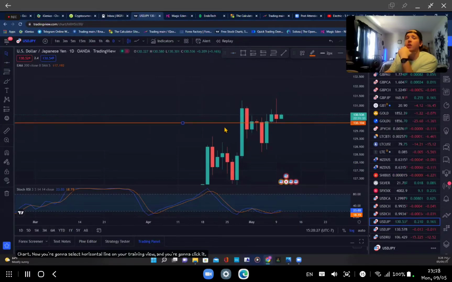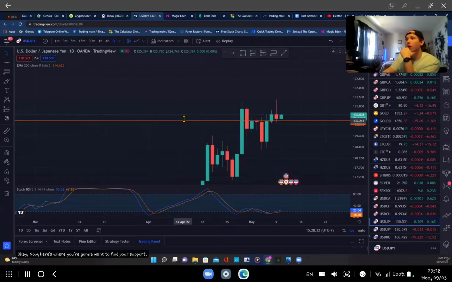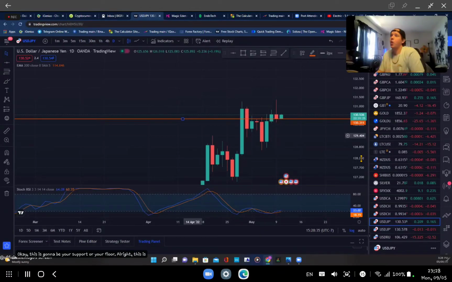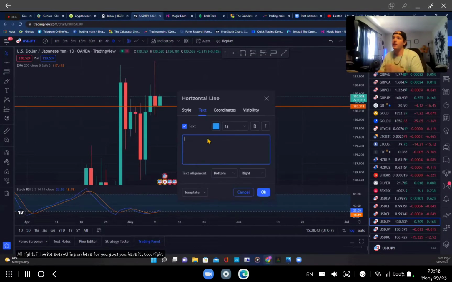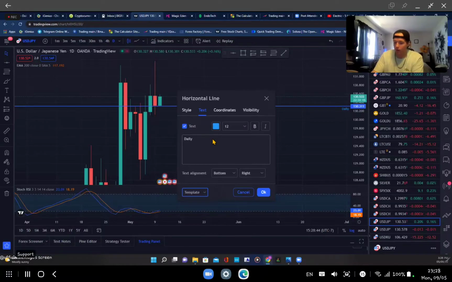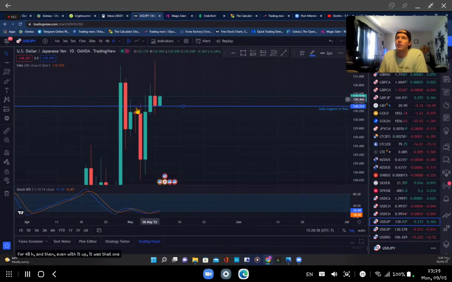Now here's where you're going to want to find your support. This is going to be your support or your floor. I'll write everything on here for you guys so you have it too. This is going to be your, thank you, Letty, daily support or floor. And what this means is that price respected this line for 2 days, for 48 hours. And then it even wicked up. At one point, that was my 3rd touch.